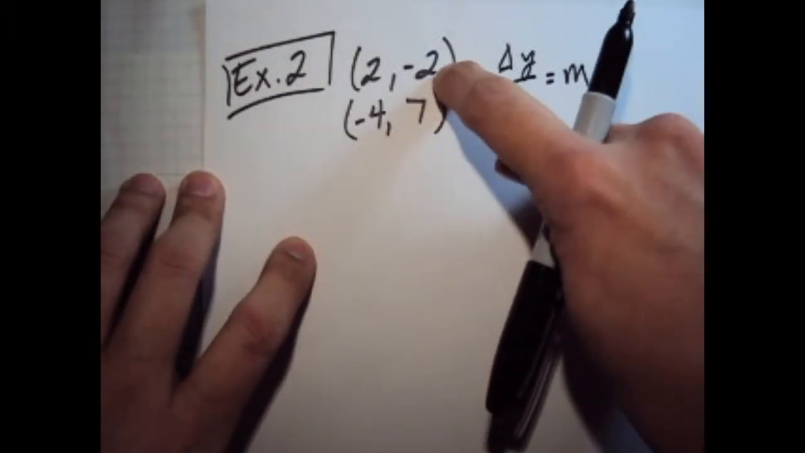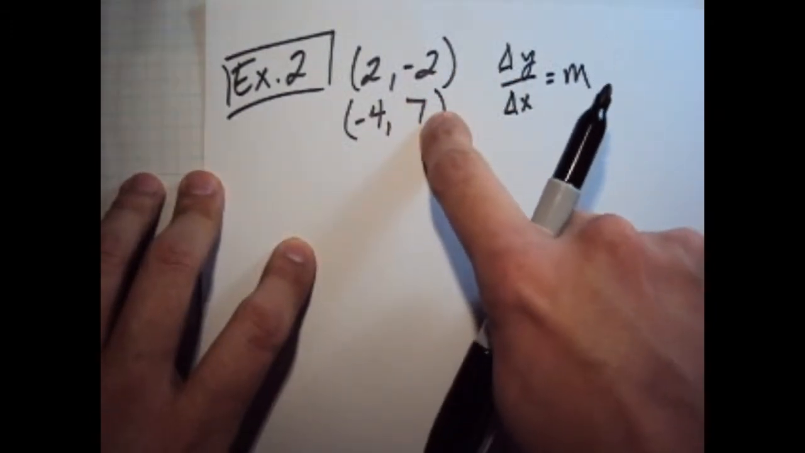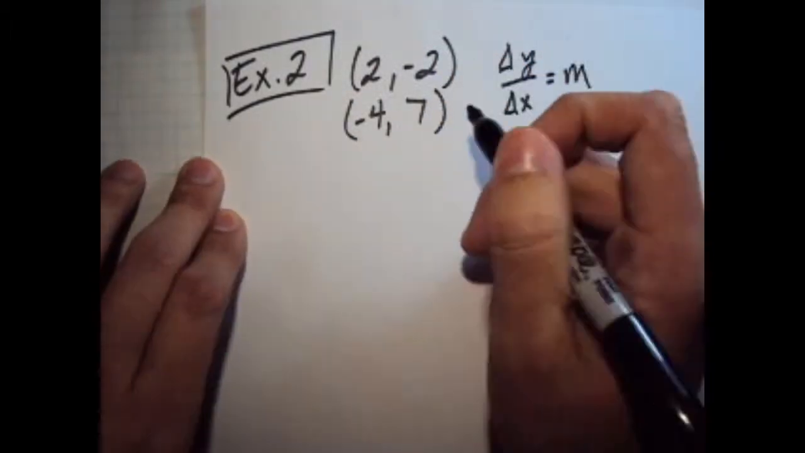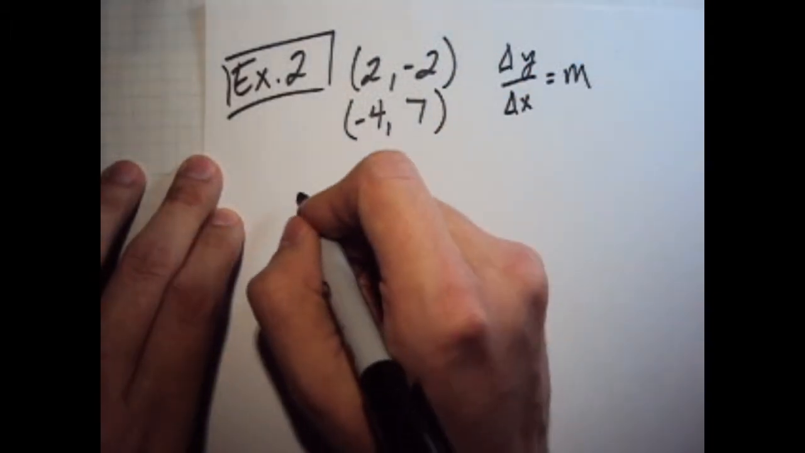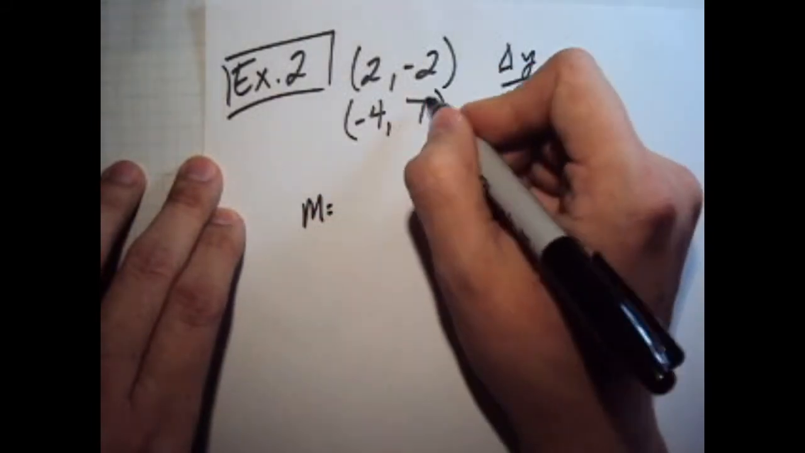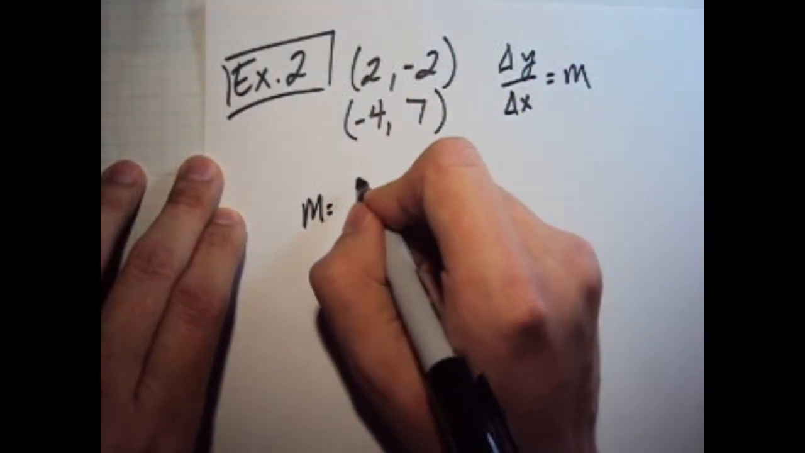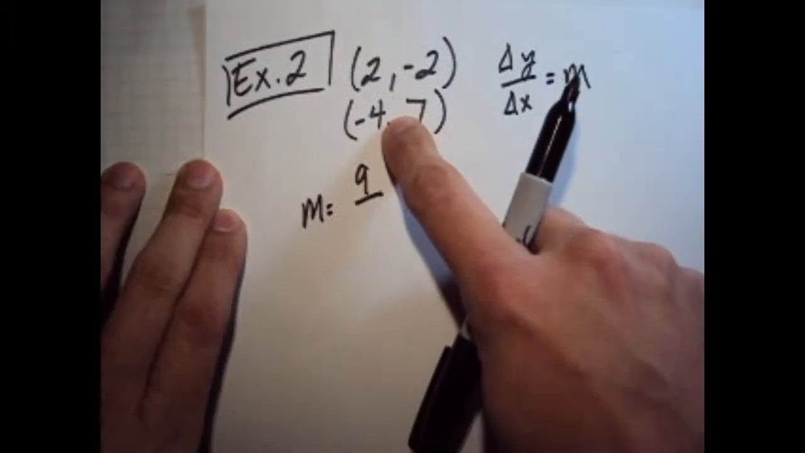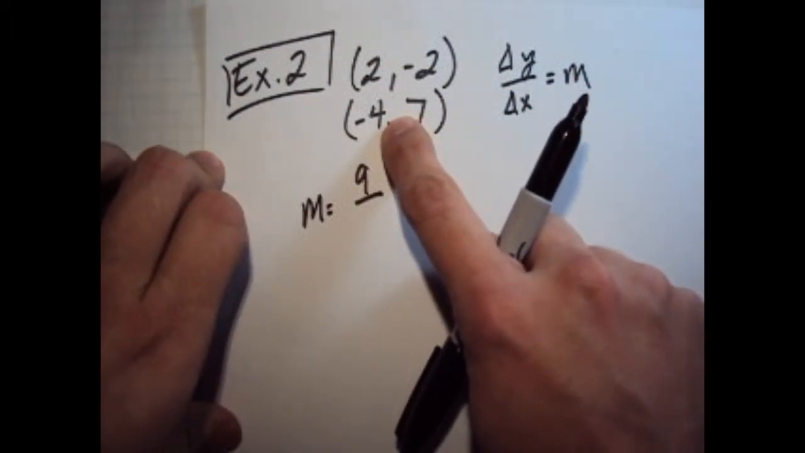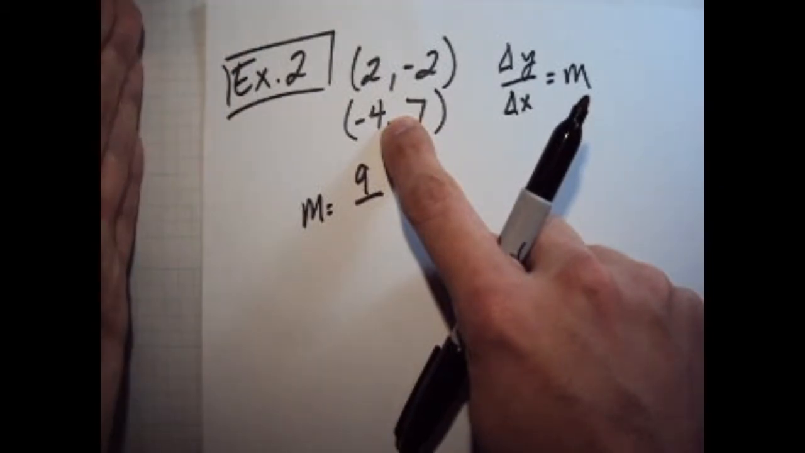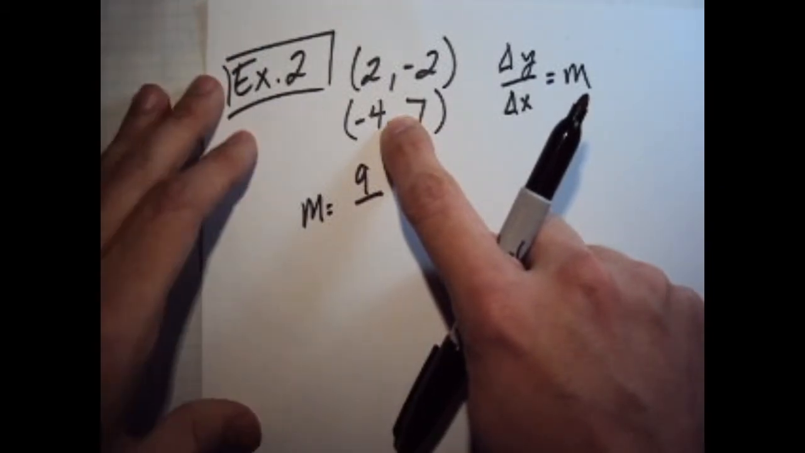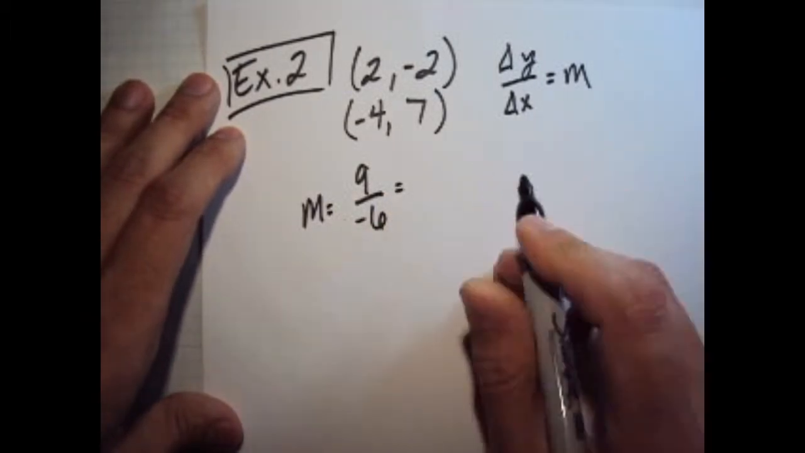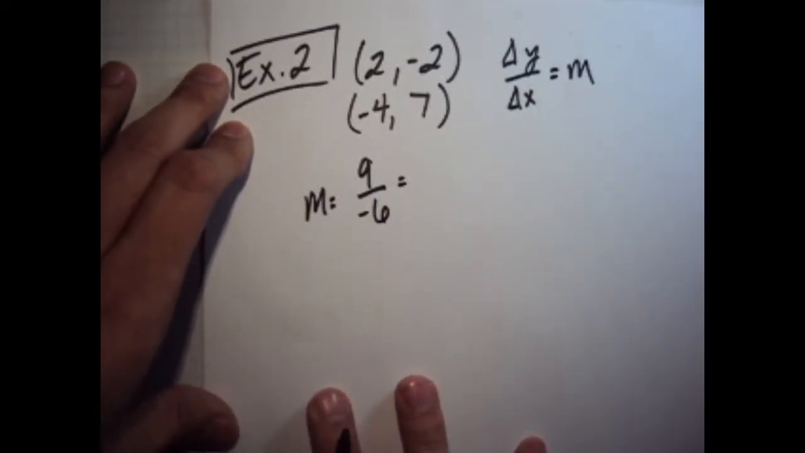So we started here at negative 2, and we ended up at 7. So the question is, what changed? How did it change? Well, that's a plus 9. So negative 2 plus 9 gives us 7. Here we started at 2, we ended up at negative 4. So what happened there? Well, we went from 2 down to 0, that's minus 2, minus 4 more. So that'd be a minus 6. So this gives us 9 over negative 6.